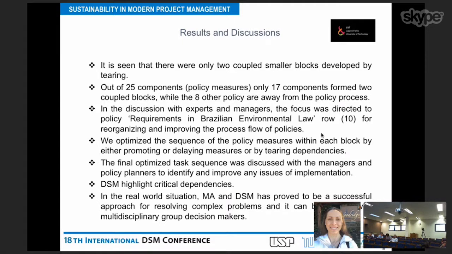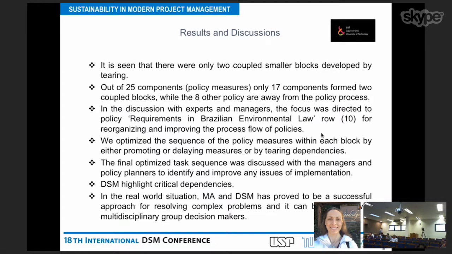We have come to these results that we have seen that there are only two coupled blocks that are developed by tiering. I didn't talk much about tiering in this part, as all the community of the DSM is there and they know better than me, but we want to know the sequence and process flow of a particular policy.